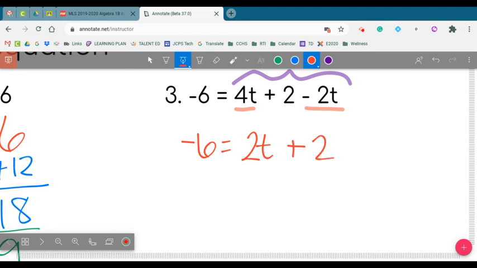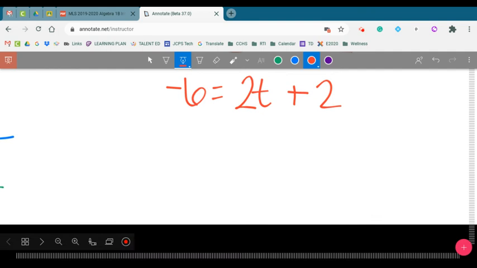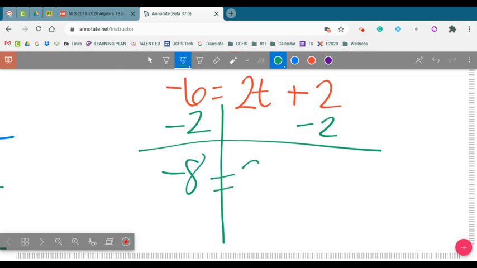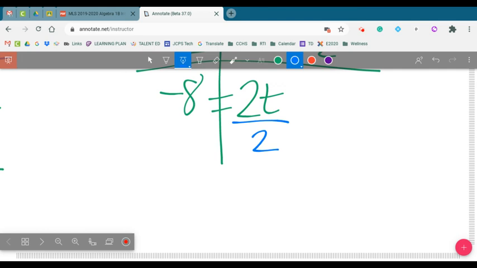Now, I want to undo my addition or subtraction first. We don't want to mess with the 2t because that's held together by multiplication. We want to get rid of the positive 2, so we're going to subtract 2 on both sides. -2 and -6 is going to give you -8. And then to get t by itself, I'm going to divide by 2.